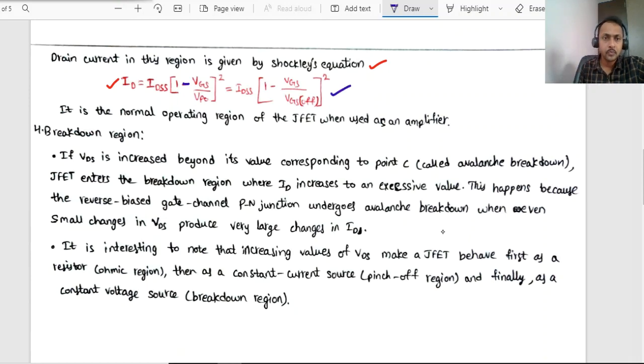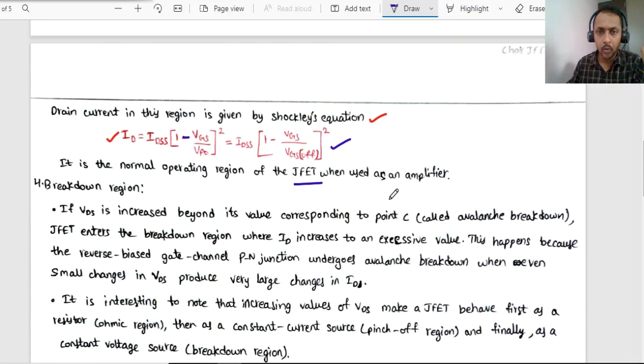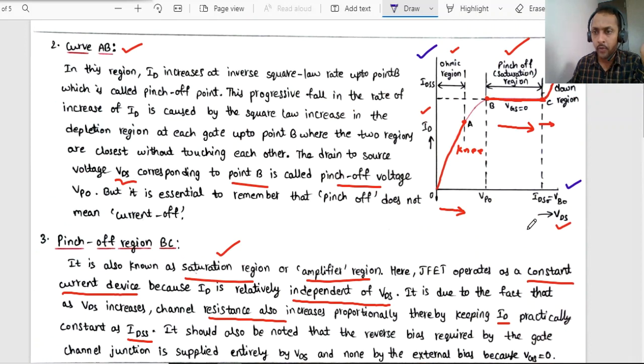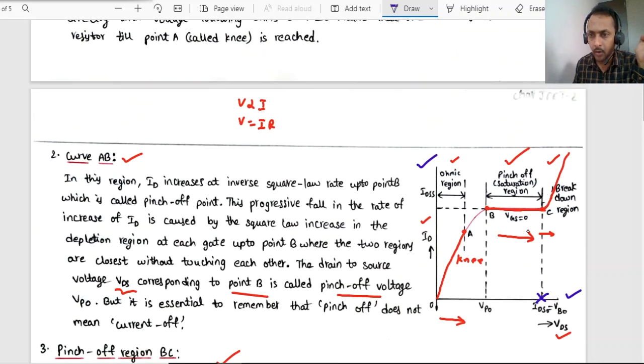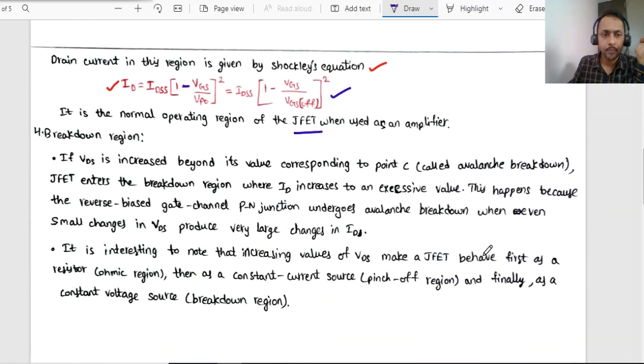So this is the normal operating region of the JFET, which is used when it works as an amplifier. Now the breakdown region, I have already explained. In the breakdown region, once VDS has crossed a particular voltage, all of a sudden there is a breakdown. From here onwards there is a sudden rise in the current. That is the breakdown region, right?